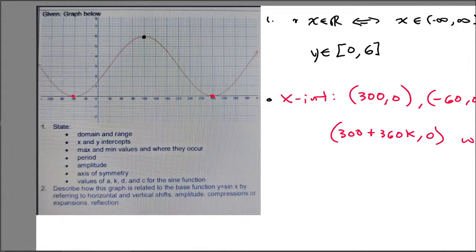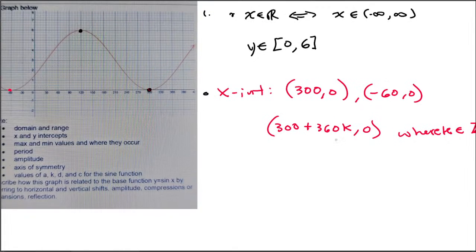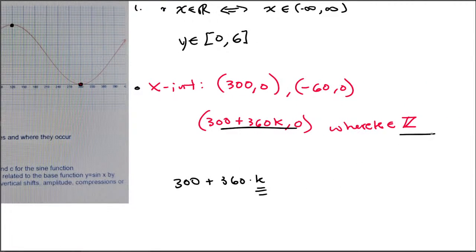You have one here, and then you do another 360, you'll get another one, and you do another 360, you'll get another one. So the way that I add a bunch of 360s is with this notation here. I'm saying you start at 300 and you add 360 times some number. Now, where am I going to get these numbers? I'm getting them from the integers.